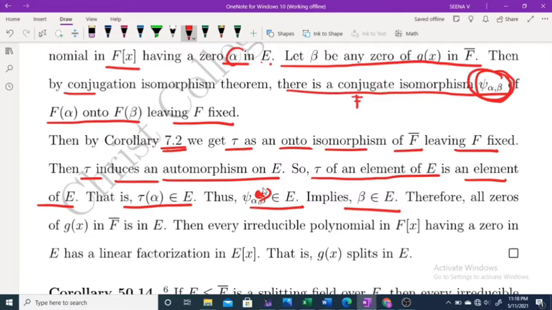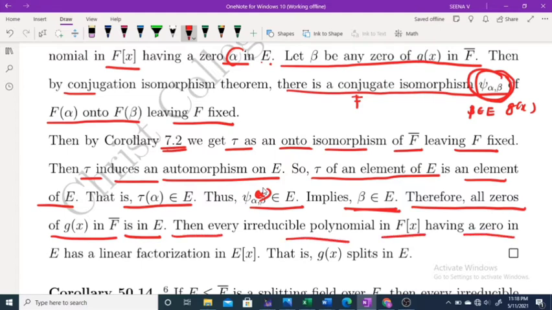Therefore, if you take any beta which is a zero of g(x), then that zero also belongs to E. Therefore, all zeros of g(x) in F closure are in E. Then every irreducible polynomial in F[x] having a zero in E has a linear factorization in E[x], because every zero of g(x) in F closure is in E.